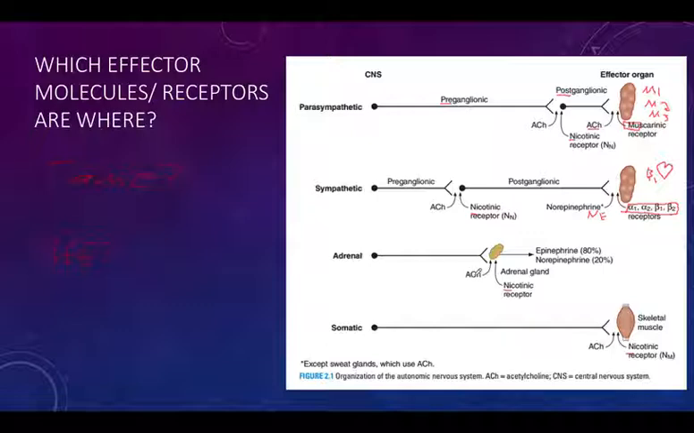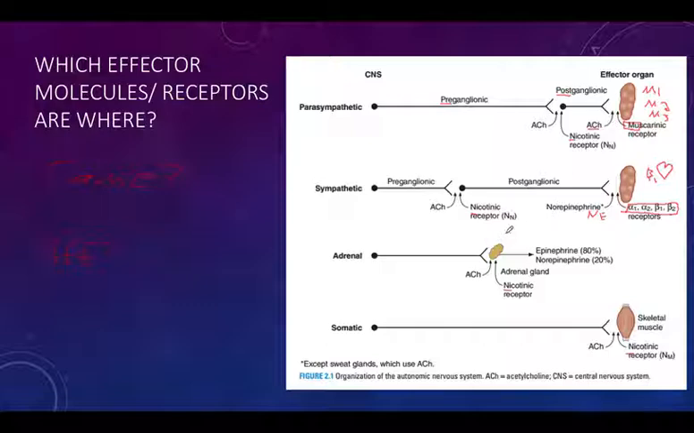The adrenal gland is really unique in the sense that, like I said, it has a longer preganglionic neuron. It actually synapses very similar to how the postganglionic neurons of the parasympathetic nervous system synapse.